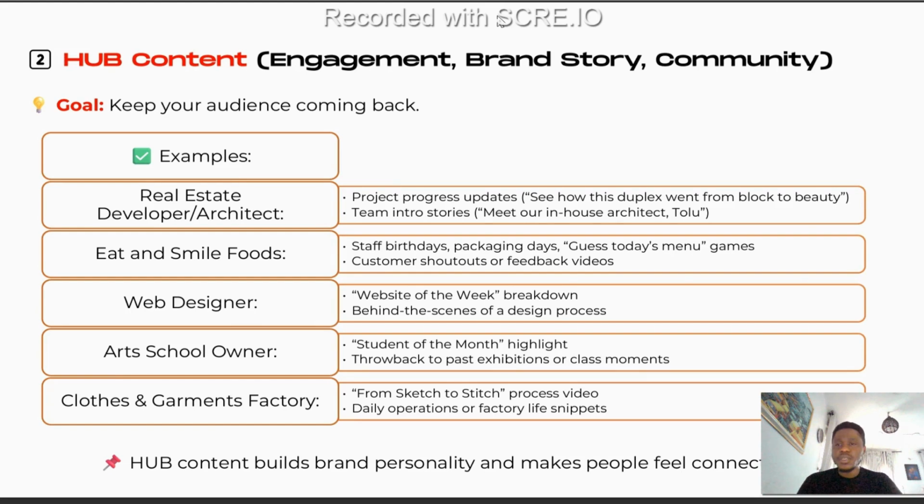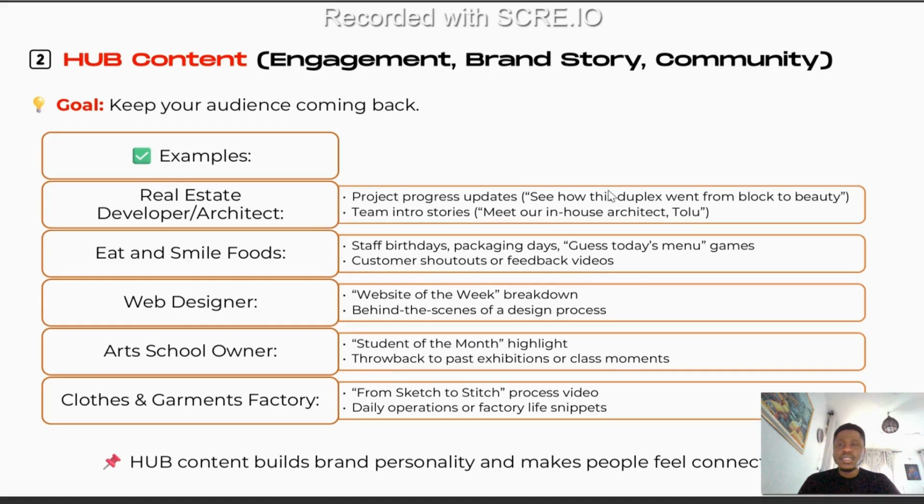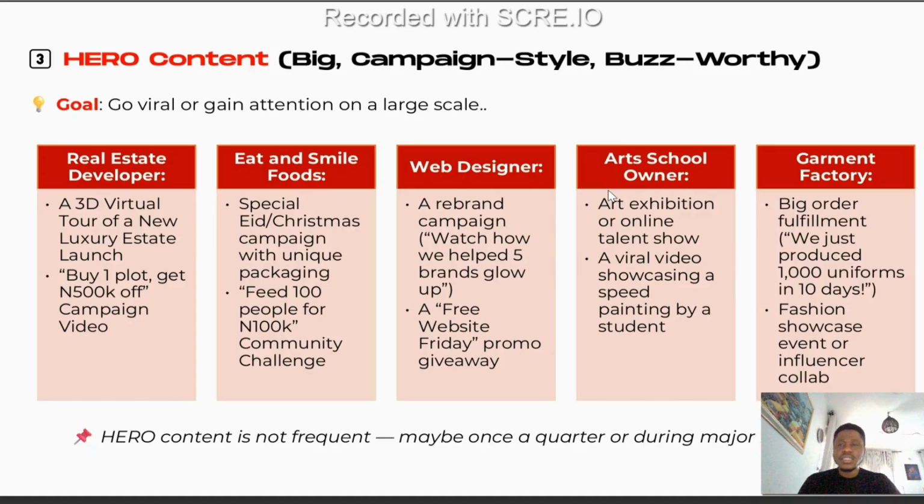So the next one is the hero content. Like I said, this happens once in a while. It could be once in a quarter. It could be during a major launch. Okay. So it's always big, it's always loud, and it's always a campaign. It's a campaign style, and that will create buzz. You want it to create buzz. If possible, you want it to even go viral to gain attention on a large scale. That is what this hero type content is about. And usually, it is done within a campaign.